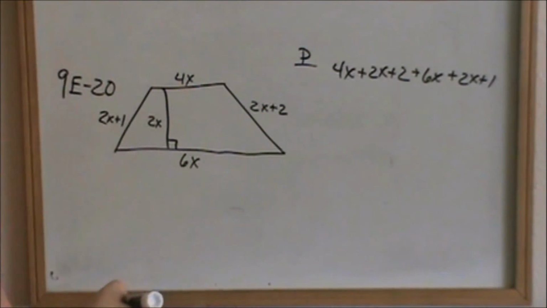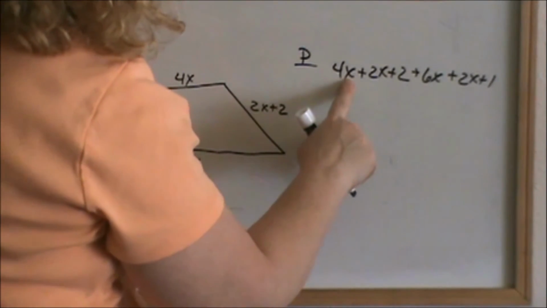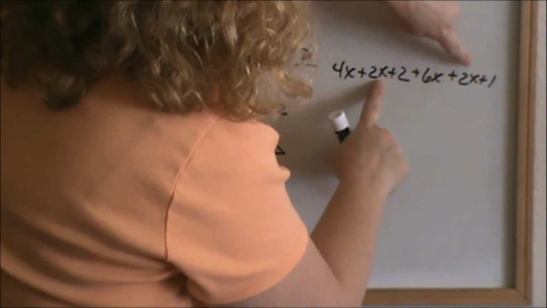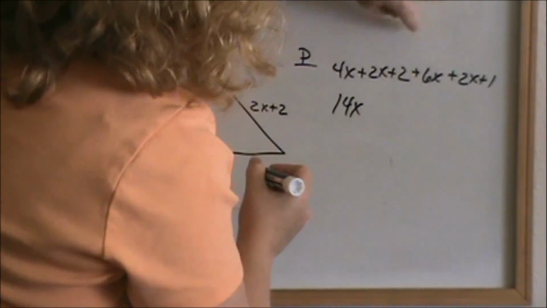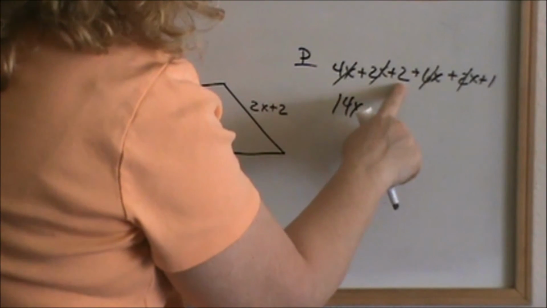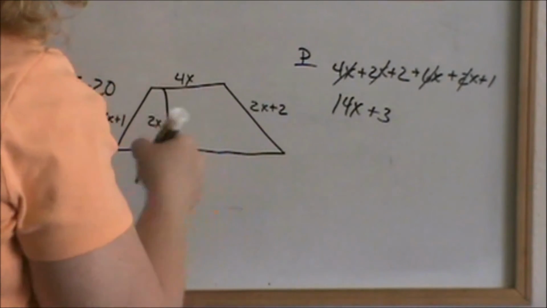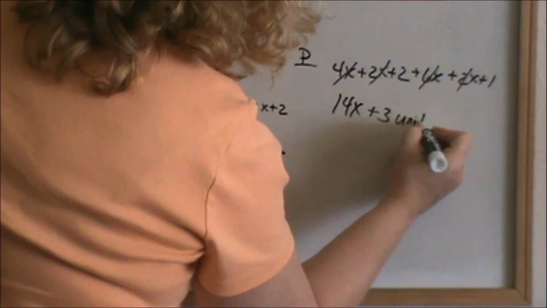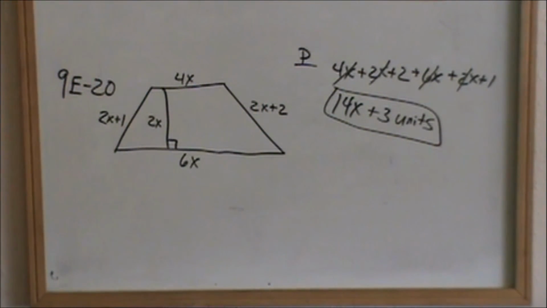Now in the world of algebra, combine all your like terms. X's to x's, whole numbers to whole numbers. 4x plus 2x is 6x, plus another 6x is 12x, plus another 2x is 14x. So I have a total of 14x's. I took care of that, that, that, and that. Now adding my whole numbers, 2 plus 1 is 3. I cannot simplify this any more than that. I cannot combine x's to whole numbers. And if I just want to put units, I can do that. So my perimeter is 14x plus 3 units.